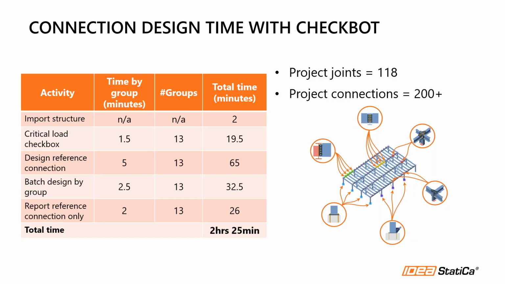Again, this is just an estimation. Well, this is real information because I did this example together with Johan. But this is just an example of how long it can take you to design this structure and its connection with Checkbot, with the new tools of batch design, critical load combinations, and bulk reports. Compared to what you were responding in the poll, definitely it can help you a lot, right?